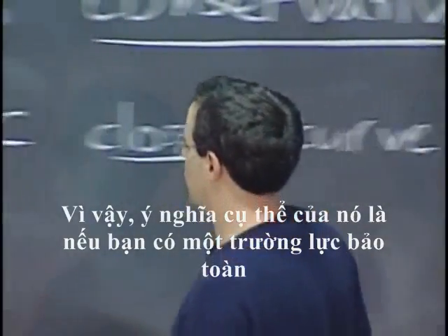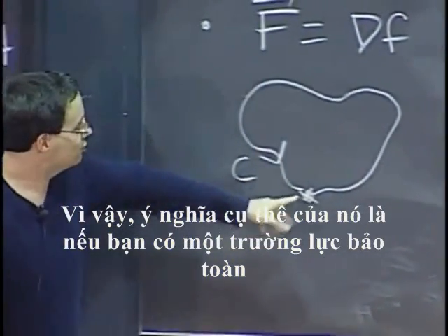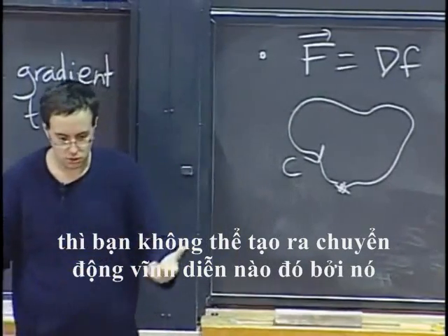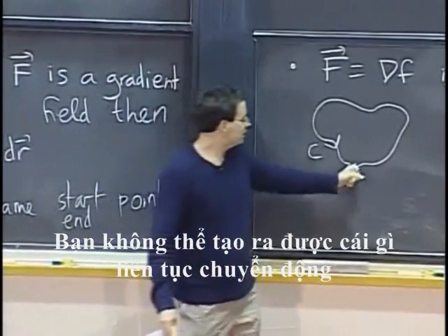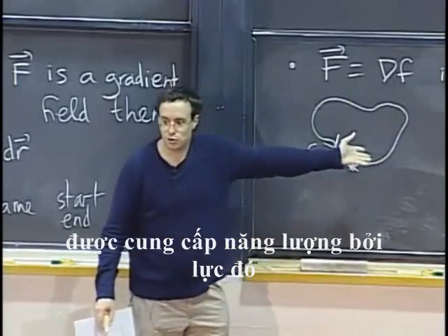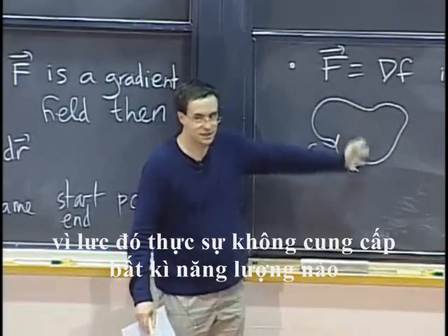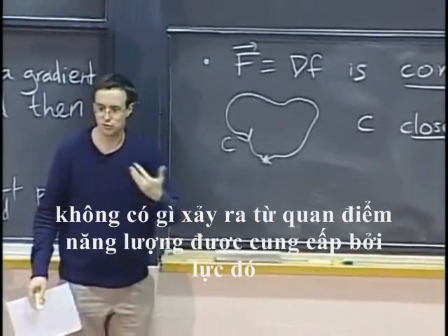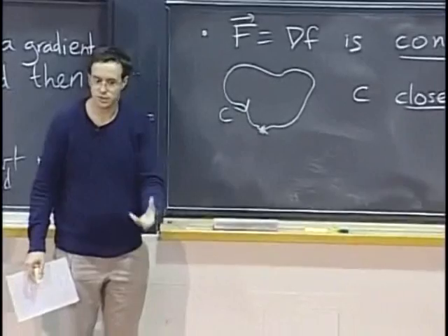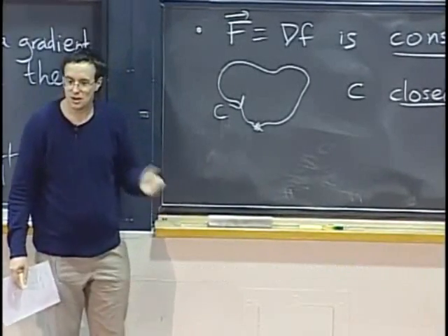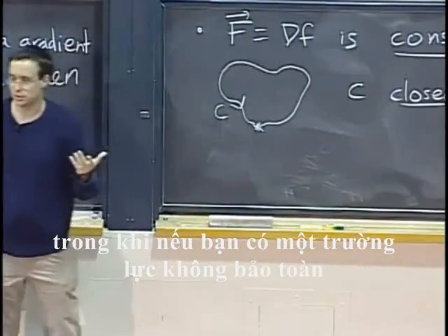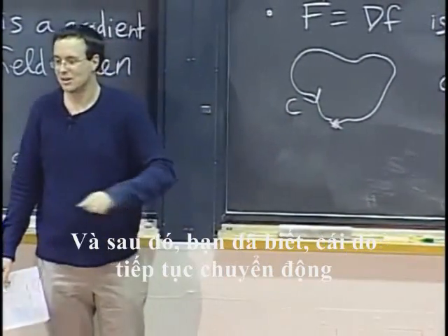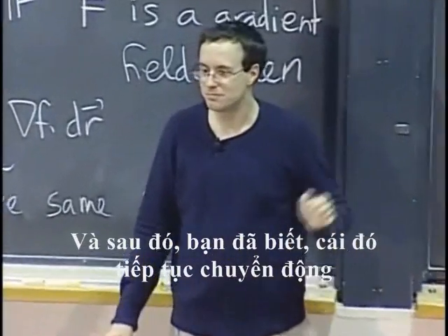So what that means concretely is, if you have a force field that's conservative, then you cannot build some perpetual motion out of it. You can't build something that will just keep going, just powered by that force, because that force is actually not providing any energy. After you've gone one loop around, nothing's happened from the point of view of the energy provided by that force. There's no work coming from the force. While if you have a force field that's not conservative, then you can try to maybe find a loop where the work will be positive, and then that thing will just keep running.